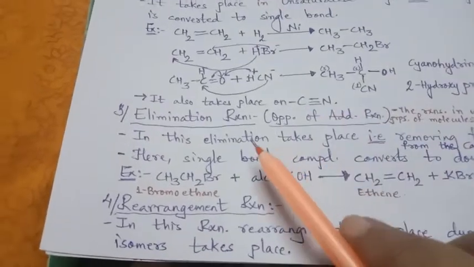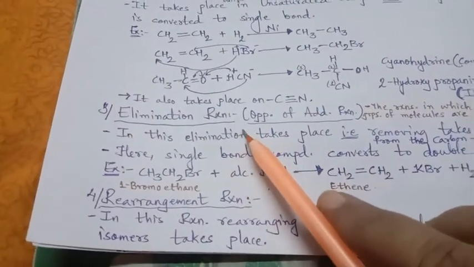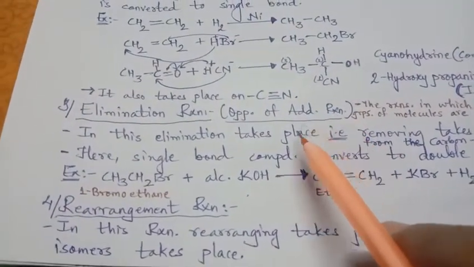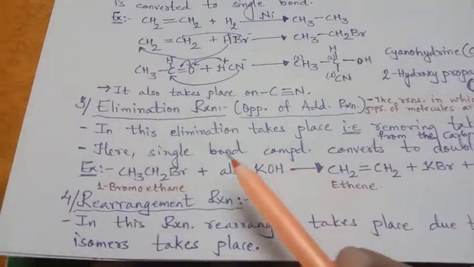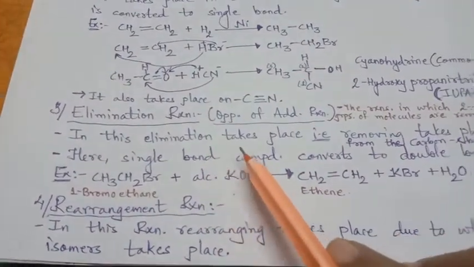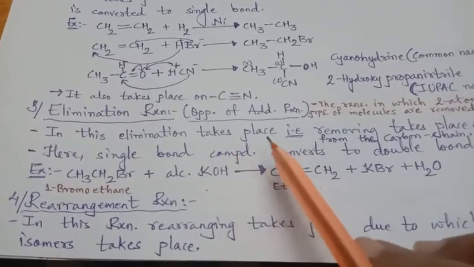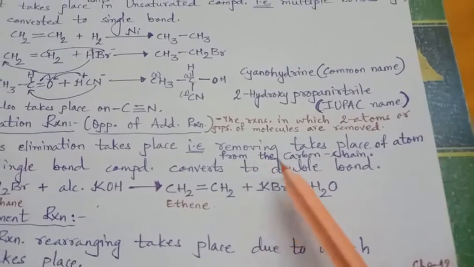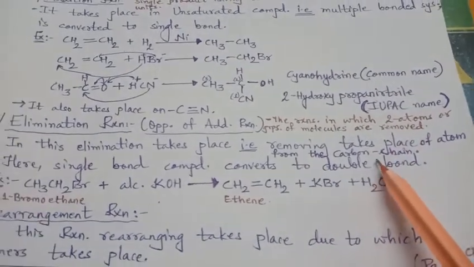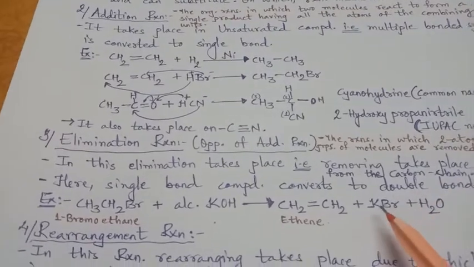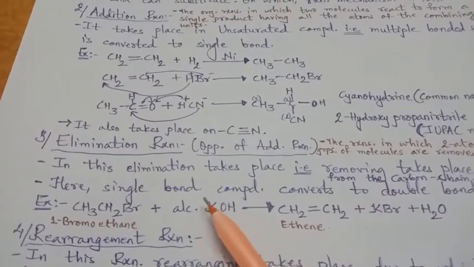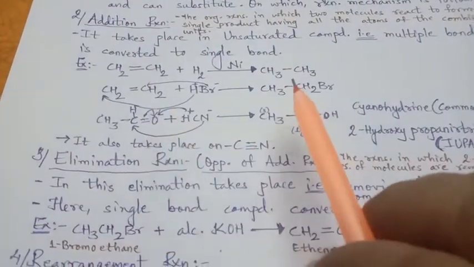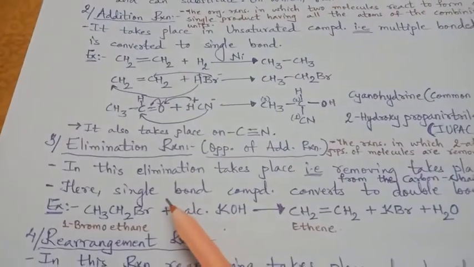The third reaction is elimination reaction, which is the opposite of addition. In addition, we are adding something. In elimination, we are removing. In the elimination reaction, removal of atoms from the carbon chain takes place. Or we can say here, a single bond compound is converted back to a double bond. Here, see, a double bond is converted to single in addition. Elimination is opposite to it.